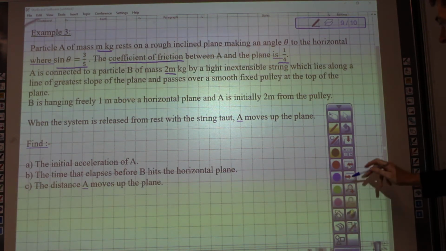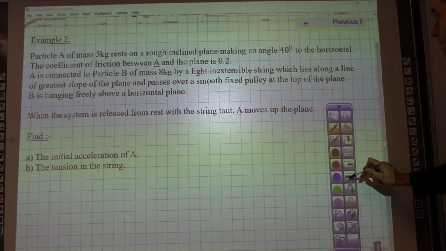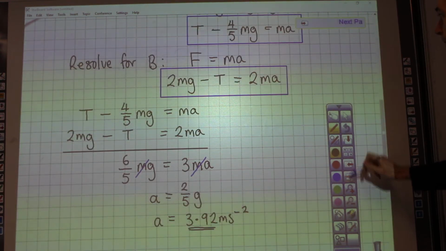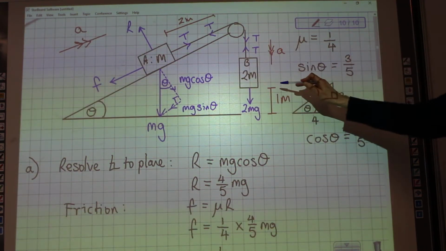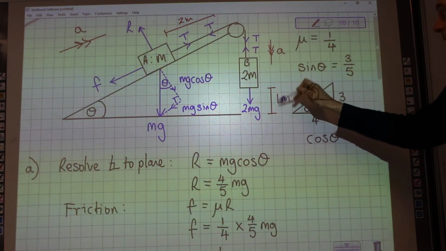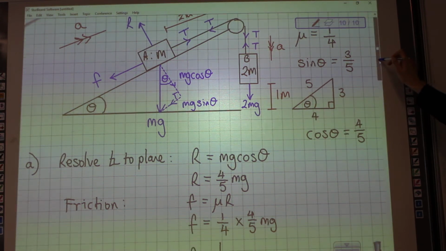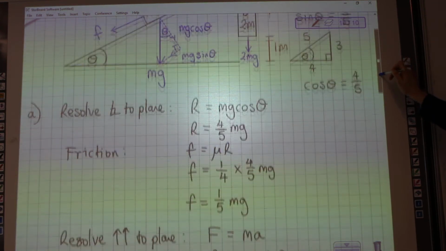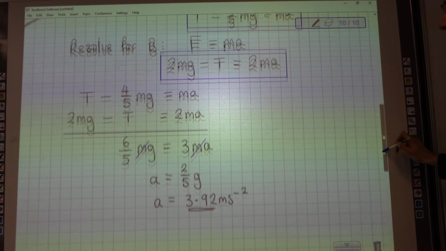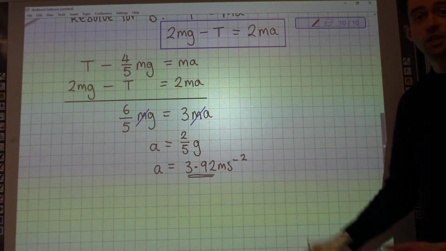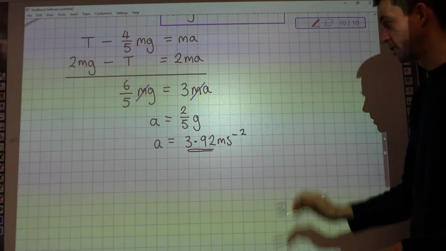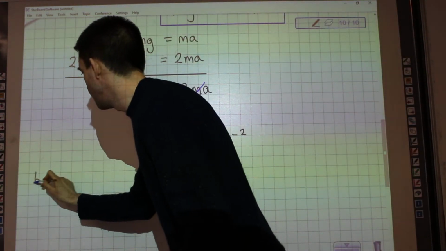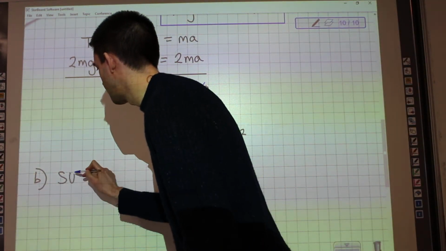So B is going to hit the horizontal plane. B needs to travel 1 metre to hit the horizontal plane. So this is a SUVAT question. And the reason that I know that it's a SUVAT equation is that the acceleration is constant. You can only use SUVAT when the acceleration is constant. So part B, we're going to use SUVAT.